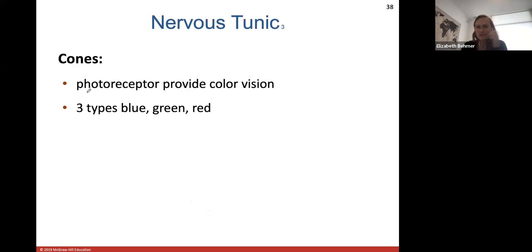The cones then are photoreceptors that help to provide for color vision. And you have three types of cones. You have blue, green, and red. And you can be colorblind for one of these three types of cones. So some people are only colorblind for blue colors, for green or red. And maybe that's just one color they can't see very well.